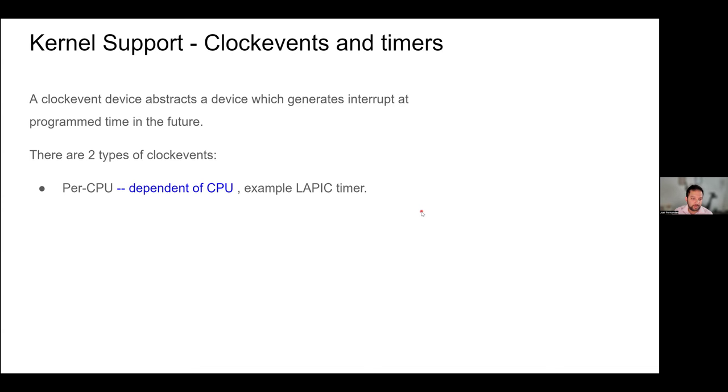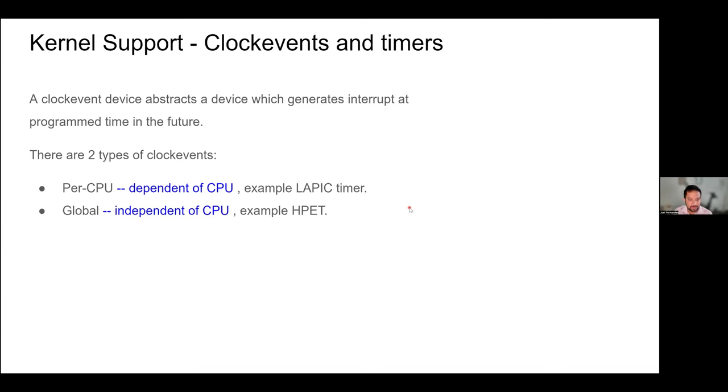And you have two types of these. You have the per CPU ones, where for every CPU you have a timer that does whatever we talked about. And there's also a global timer that is more independent of the CPU, and can also generate timer events. So there are clock events for both. Both of these are represented by clock event.